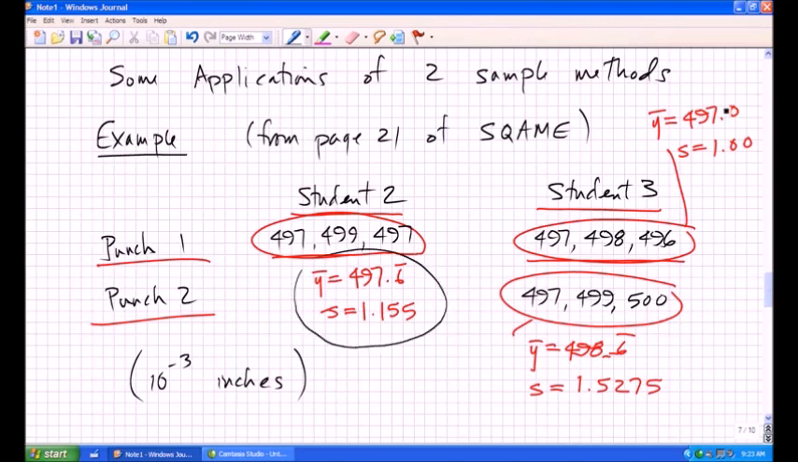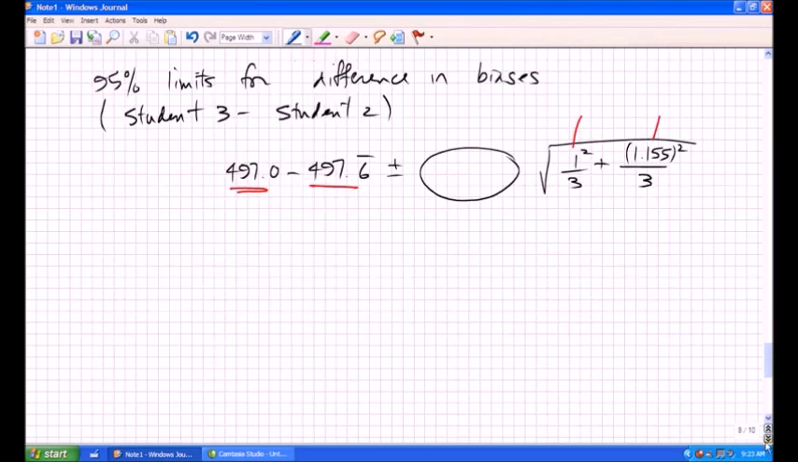I'm making use of these values to make a comparison between student 2 and student 3 biases by looking at a single measurand and making confidence limits for a difference in averages. So that's the origin of the 497.0, the 497.6, the 1 squared, and the 1.155 squared. The only mystery here is what to use for a t-value.